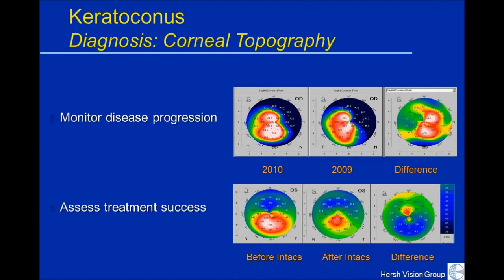So very frequently you'll come in and we'll want to know, hey, is your keratoconus stable? Should we just watch and wait? Or is it progressing? So we can look over time. For instance, this patient seen in 2009, 2010, we can see the red spot is bigger. When we look at the difference between the two, we can see that the cone has increased in size. We can also assess treatment success. So here's a patient before Intacs, after Intacs, and we can see the blue flattening that the Intacs has caused.